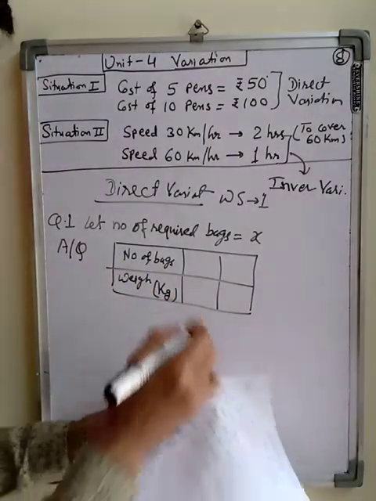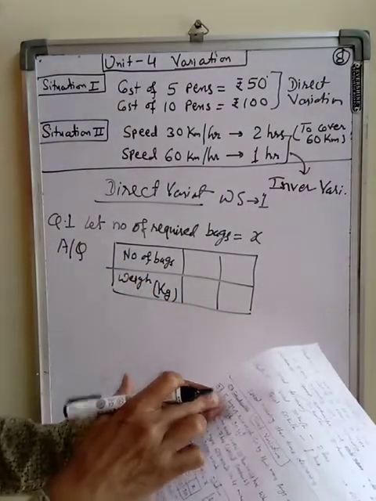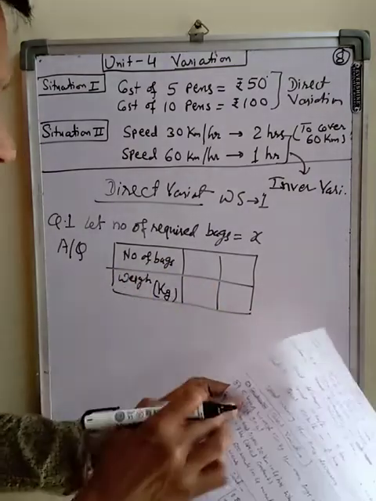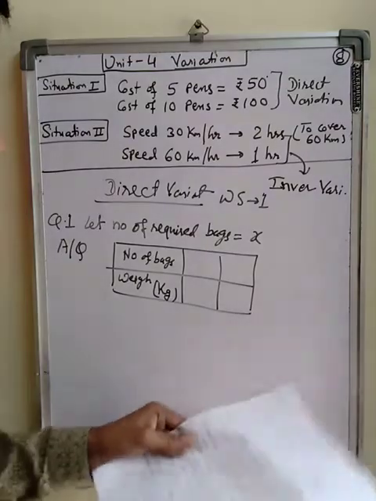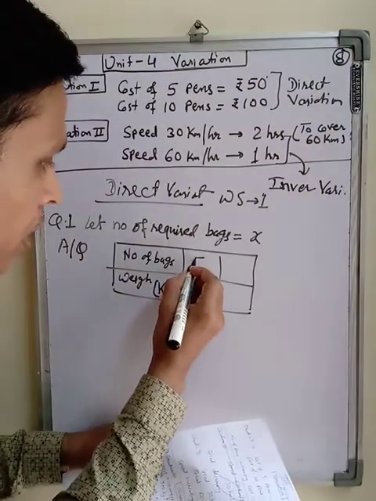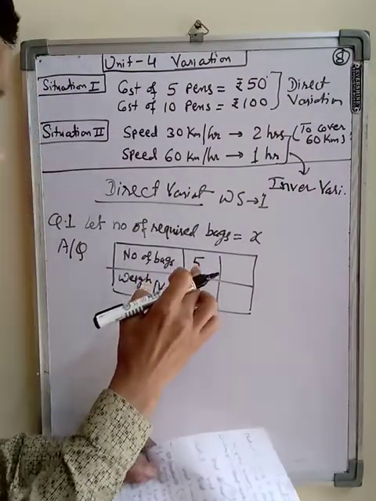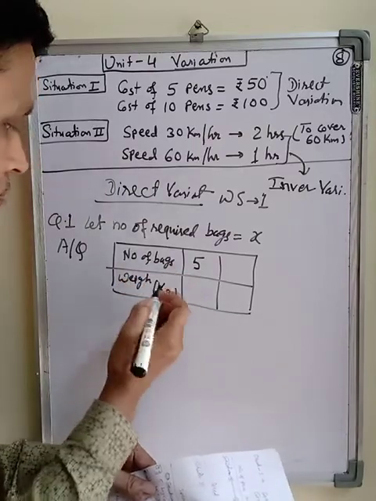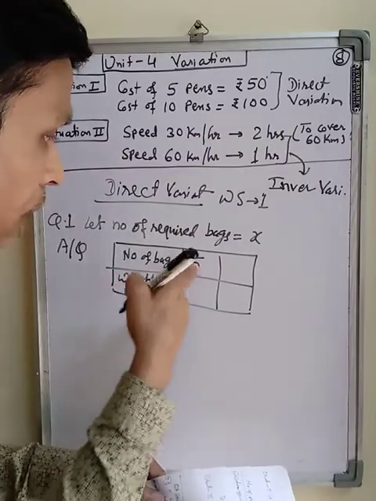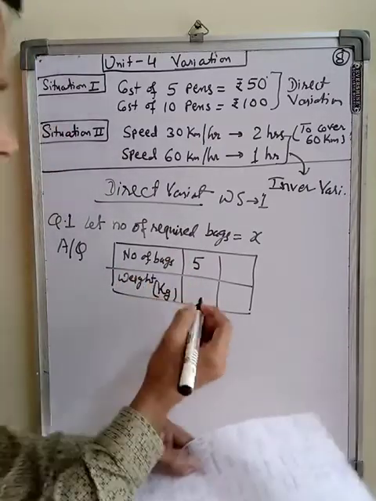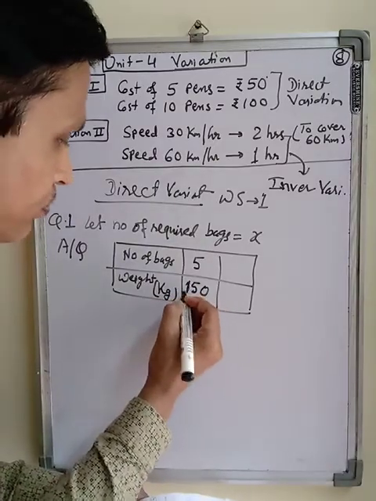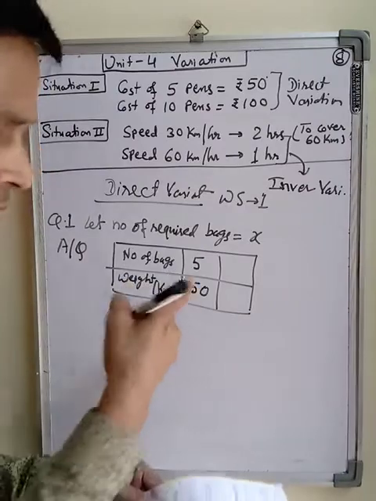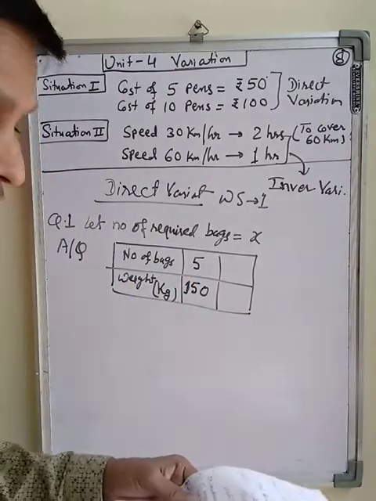So from the question we will fill these boxes. Number of bags: 5 bags of rice weigh 150 kg. So number of bags is 5. What is the weight of 5 bags? That we write just below, it is given: 150 kg. So 5 bags, 150 kg.